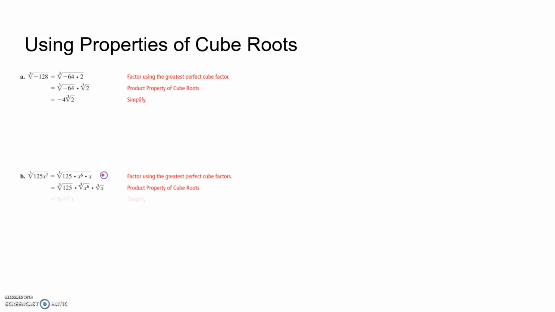After I break it up, that x to the sixth, that's 6 x's. That means I have 2 groups of 3, so that's what can come out of the radicand. But left behind is the cubed root of x. I can't do anything with it. I would need 2 more x's on the inside to take another group out.